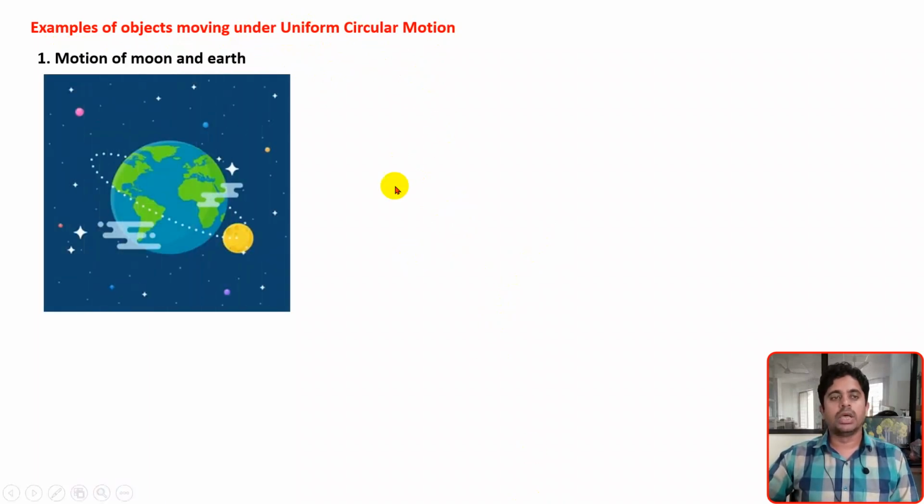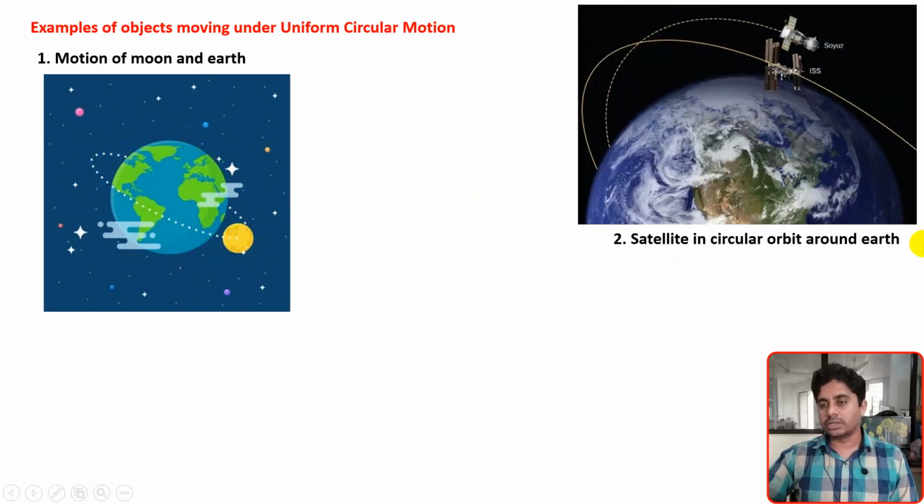First example is the motion of the moon and earth. The moon rotates around the earth. It makes an orbit, and in that circular orbit, it moves with a constant speed. Similarly, satellites rotate around the earth in a circular orbit with a constant speed.